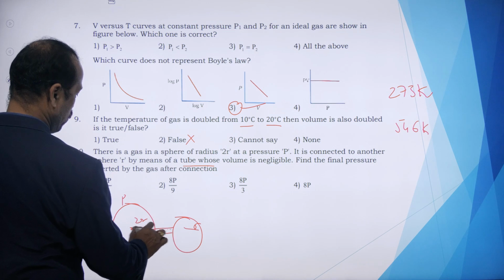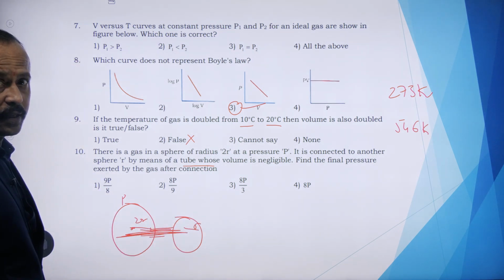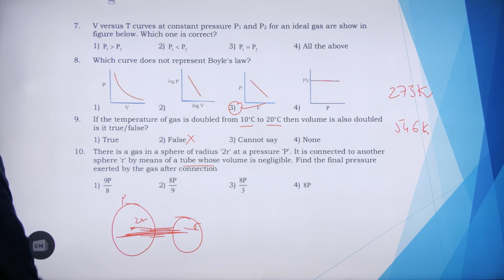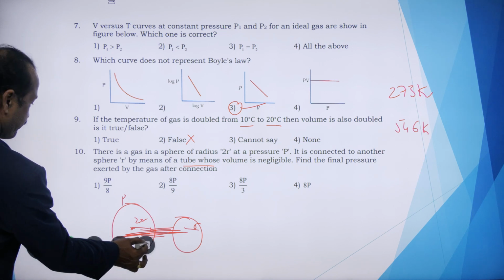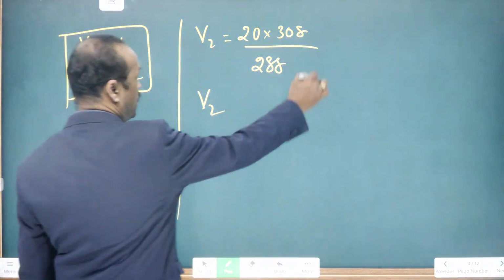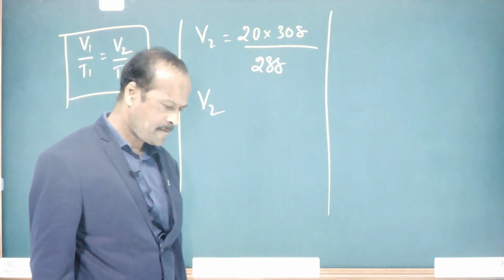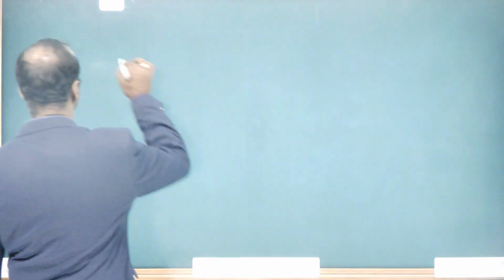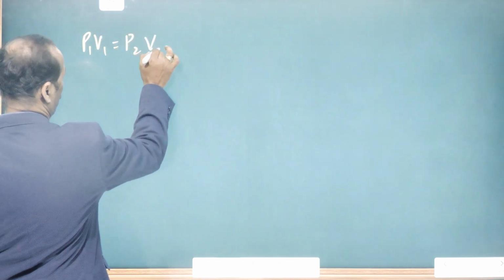After connecting these both, what happens? The gas will move here and there, yes or no? Then what will be the final pressure? So here we need to solve the problem. What do we do? Here we have a formula, Boyle's law. In Boyle's law we have P1 V1 is equal to P2 V2, correct?